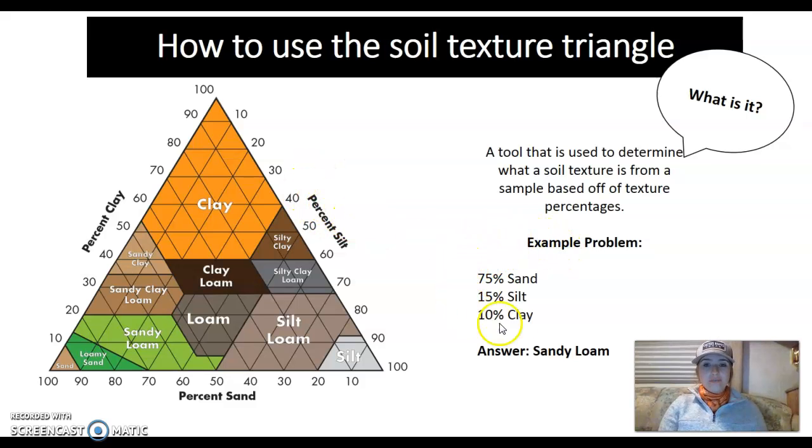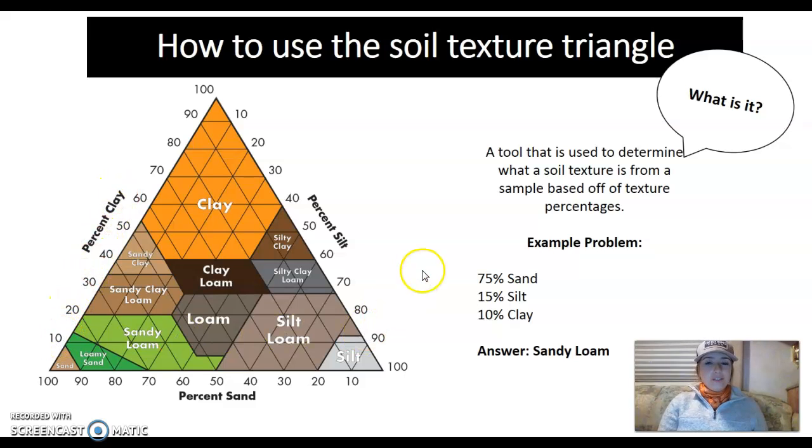So let's look down right here. It says we have 75% sand, 15% silt, and 10% clay. So we're going to look at our triangle right over here. So again, it says 75% sand. So we're going to find our 75 down here where it says percent sand. 75 is right between the 70 and the 80, so right here. Now we're going to find our 15% silt. We're going to go to percent silt right here. We're going to go to the 20, there's the 10, so the 15's right in the middle. It's right about here. And then this one says 10% clay. We're going to go to the percent clay, find the 10.